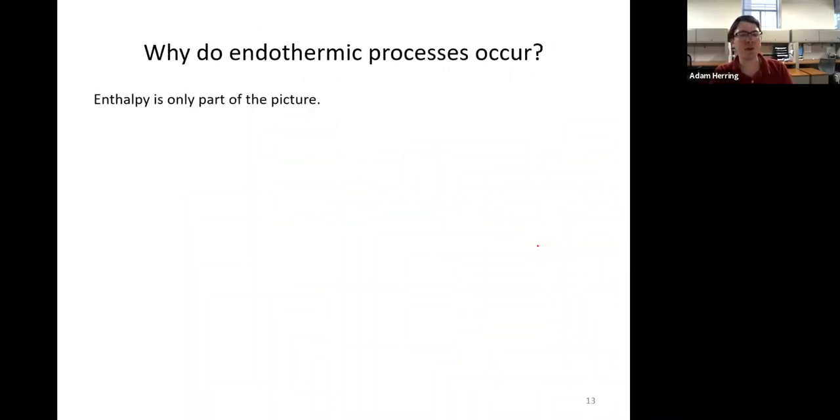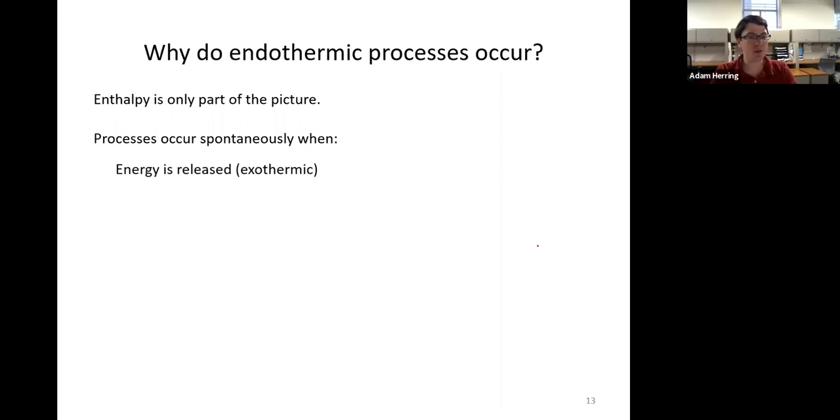It turns out that enthalpy is only one part of the picture. We have to account for other aspects as well. A process is going to occur spontaneously, or on its own, when energy is released, therefore it's exothermic, but also if there is a large increase in disorder, also known as entropy. And these two factors balance each other out. We can have an endothermic process, a process that requires energy, but if it creates enough disorder, then that reaction will occur on its own.